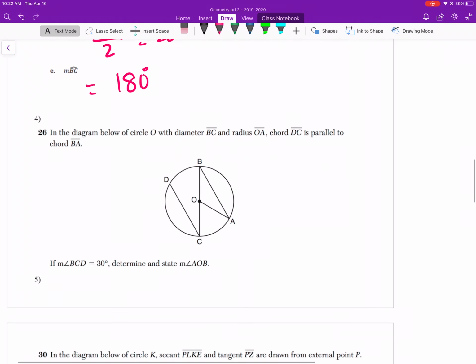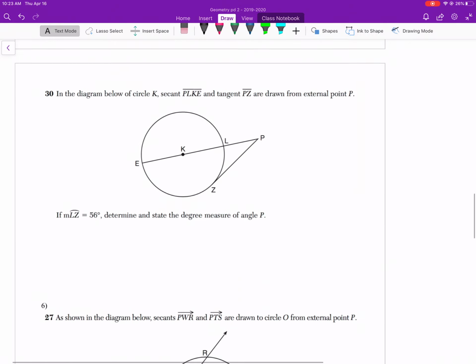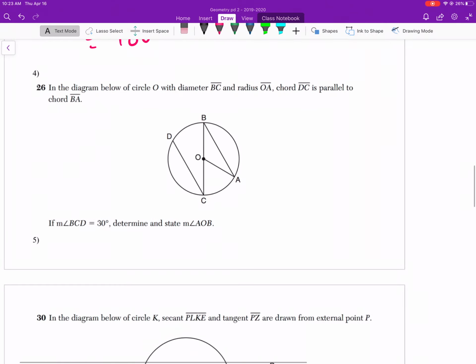Alright, one more we'll do together, and then you'll try the next 3 on your own. You'll check back for the answer key later, see how you did. So number 4 here in the diagram, and it's number 26 on a Regents exam, a 2-point extended response question. In the diagram below of circle O with diameter BC, okay, once again important to see diameter, half the circle, and radius OA, chord DC is parallel to chord BA.